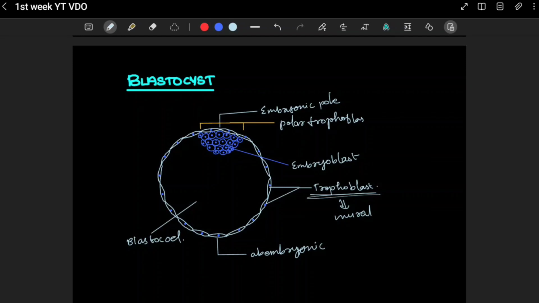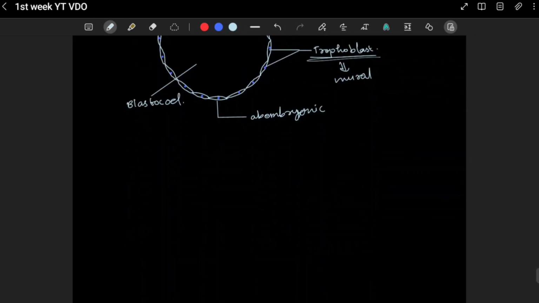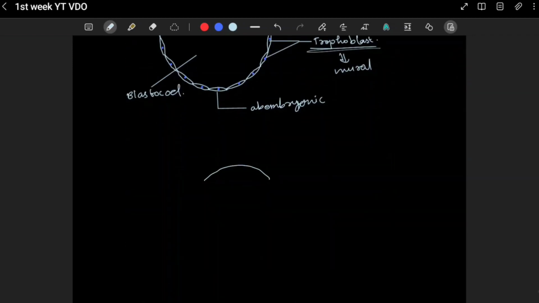So during the 6th or 7th day, this blastocyst will enter the uterine cavity, and it will be attached to the uterine wall, most preferably the posterior wall of the fundic region. Okay, so what is the fundic region, that we should see, right?